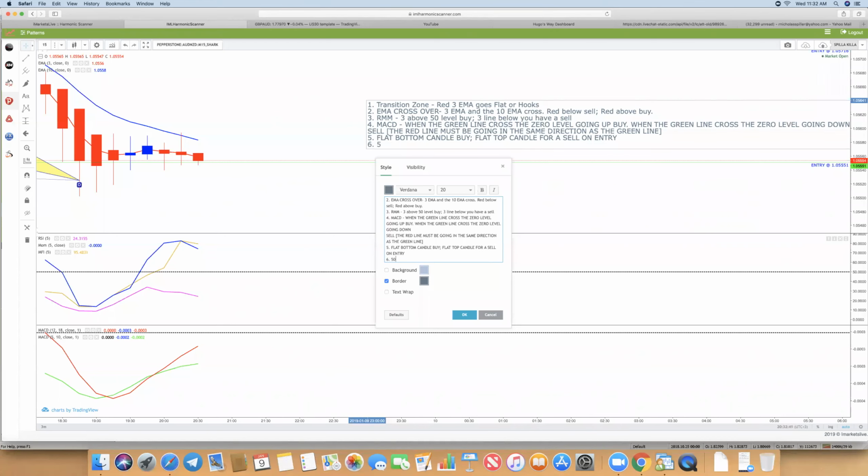Number 6. I'm gonna add a 50 simple moving average. I want you to get this, the 50 simple moving average. It's gonna help you, right? Because what I've noticed about the 50 simple moving average is that price will bounce off the 50 as well as a level of support or resistance. And so the 50 is going to define the trend.